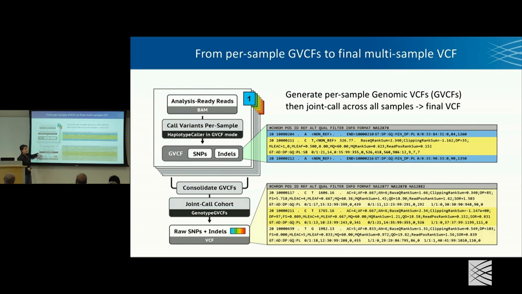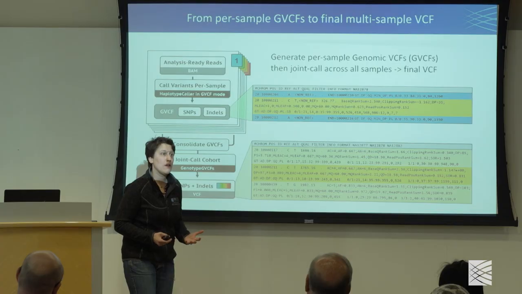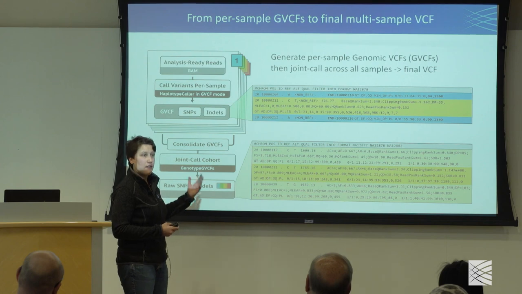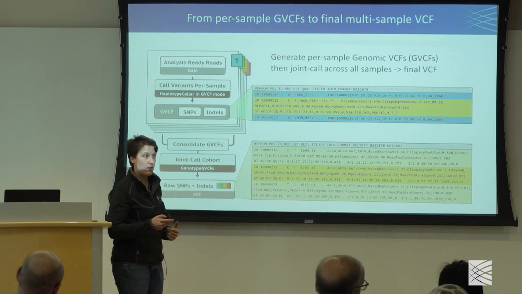This step is very scalable. It scales linearly, and it's fairly easy to do at very large scale. That's how we can do something like the gnomAD call sets. It's very large numbers of samples, a lot of data. It scales thanks to this GVCF workflow.